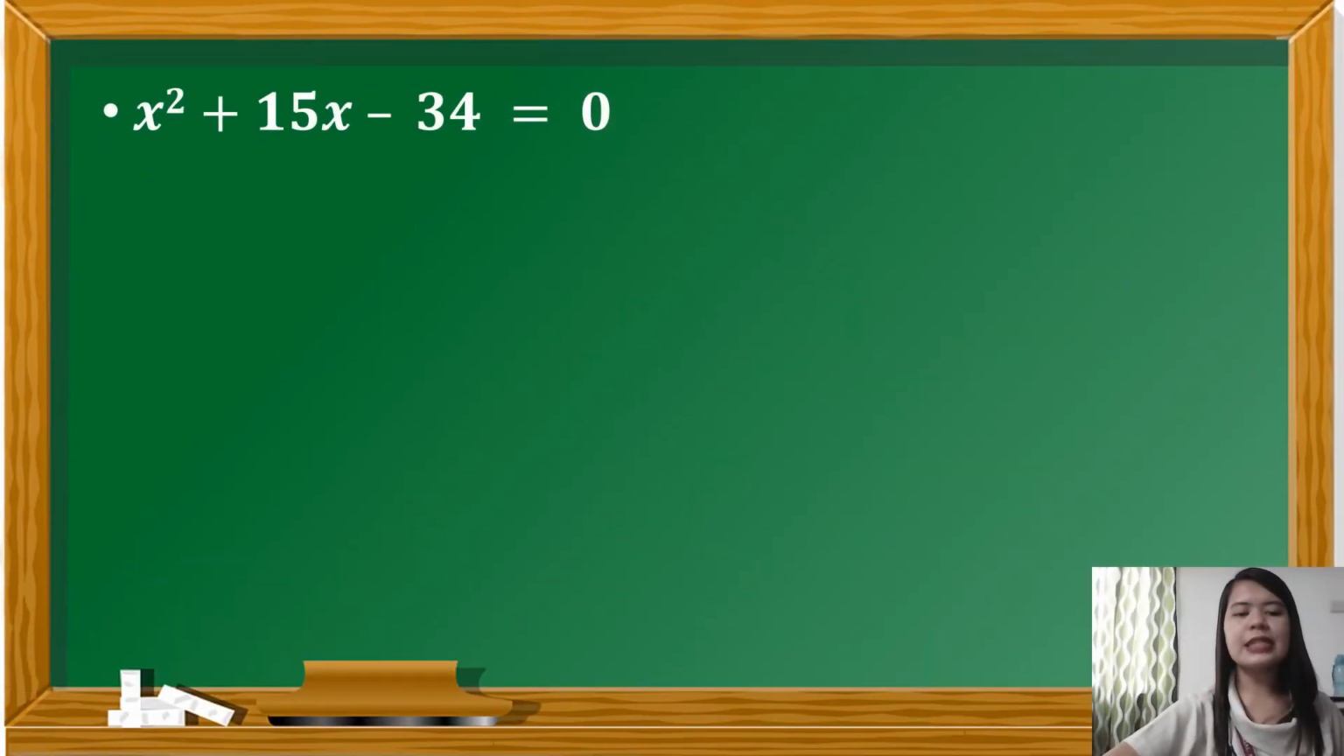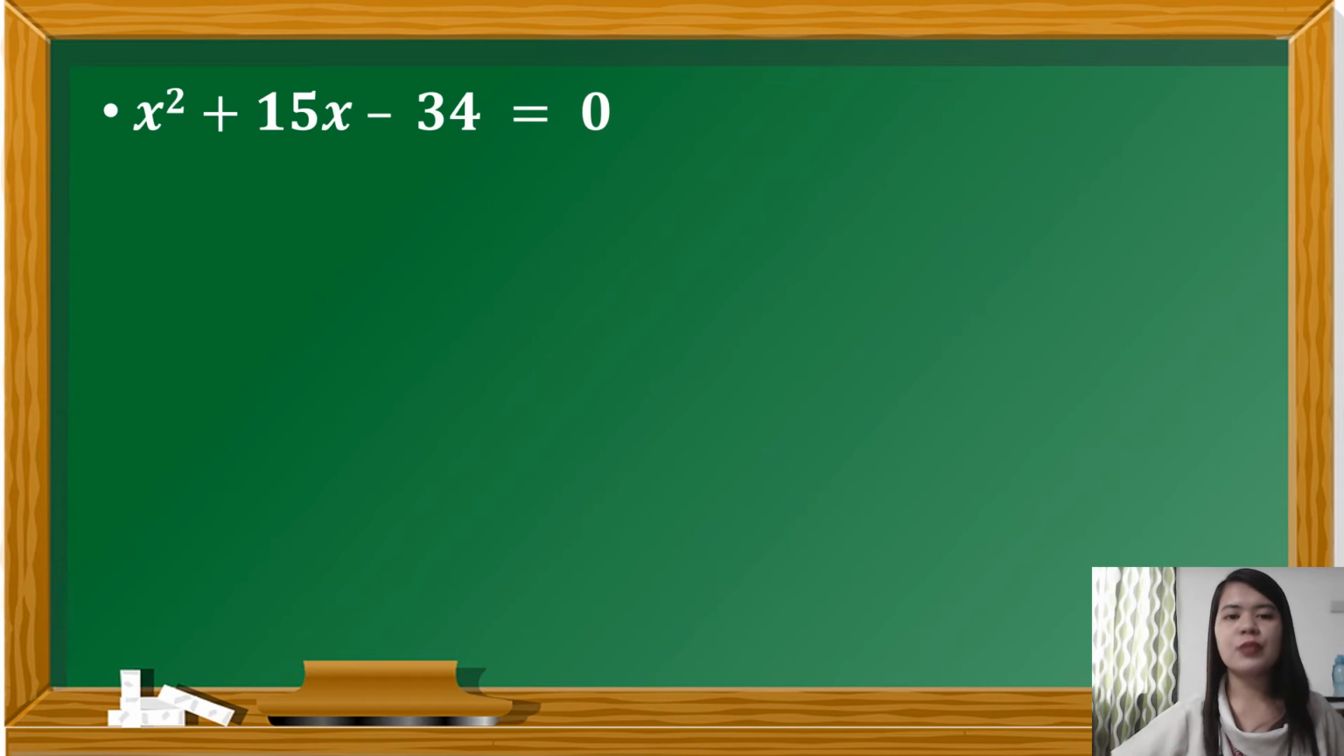For our next example, we have x squared plus 15x minus 34 equals 0. This is already written in the standard form ax squared plus bx plus c equals 0. So we will now proceed in getting the factors of x squared plus 15x minus 34.